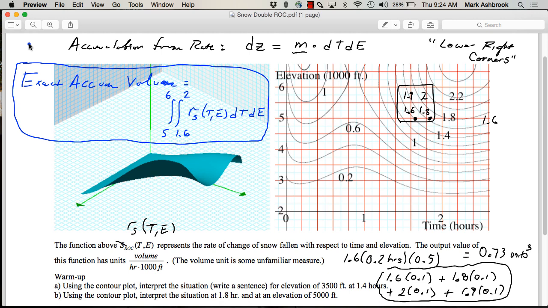Questions on the premise of a double integral? Are we going to do triple integrals? Yes, we're going to do triple integrals, yes.